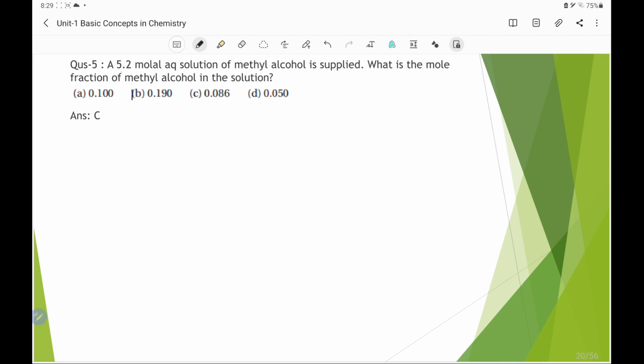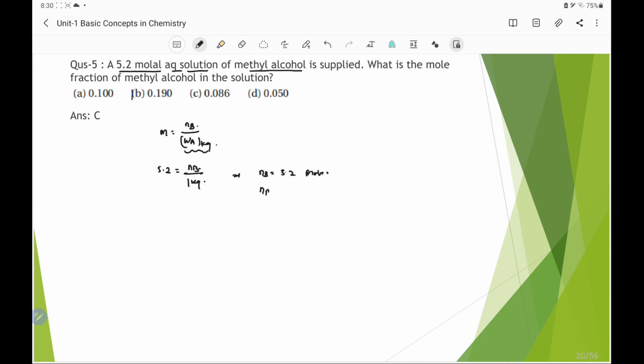Next question is, if 5.2 molal aqueous solution of methyl alcohol is supplied, what is the mole fraction of the methyl alcohol in the solution? Molality is defined as the number of moles of the solute divided by the mass of solvent in kilogram. Here in the question, molality is given 5.2 and it is aqueous solution. So we can calculate the number of moles by taking the mass of the solvent 1 kilogram. This means in 1 kilogram solvent, number of moles of the solute will be 5.2 moles.